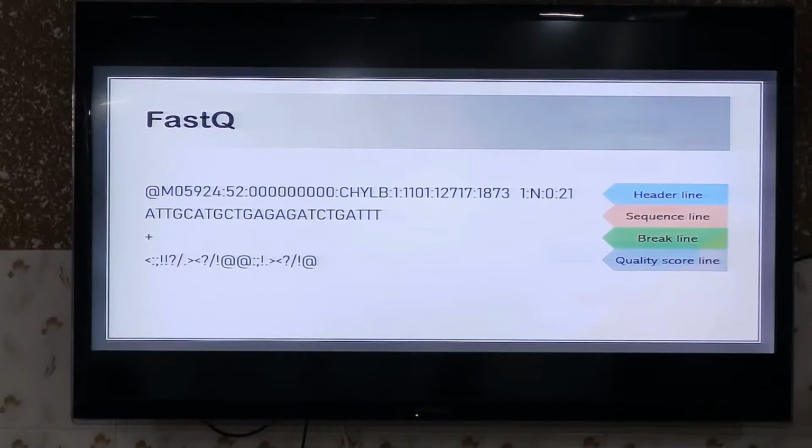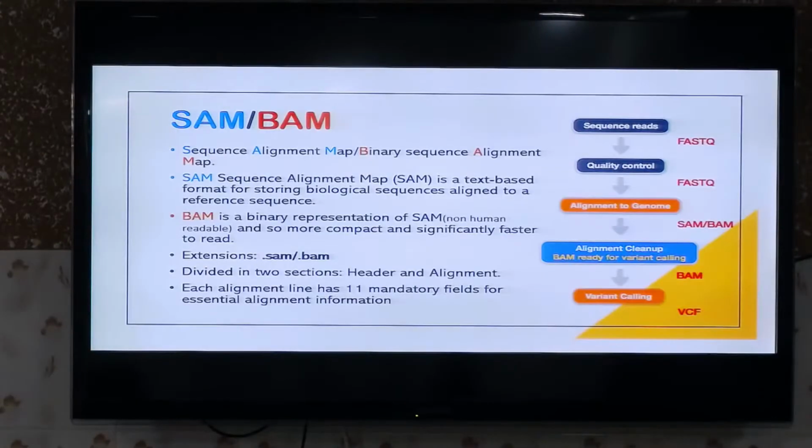We have two file formats. The first one is SAM, the second is BAM. The SAM is sequence alignment map, right? And the other one is the binary sequence alignment map.